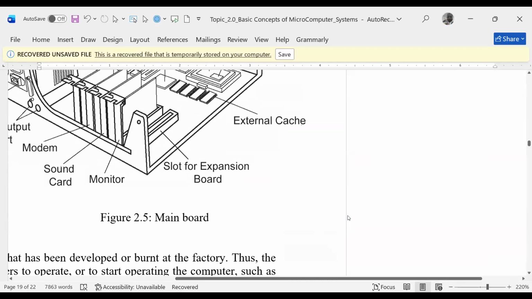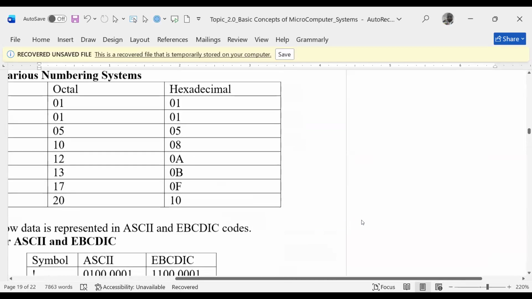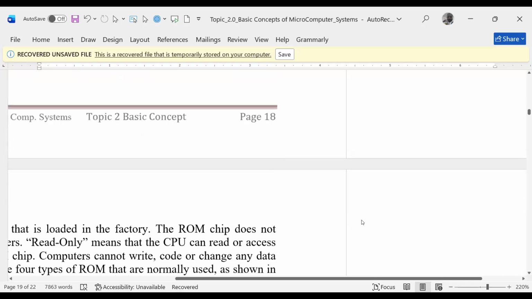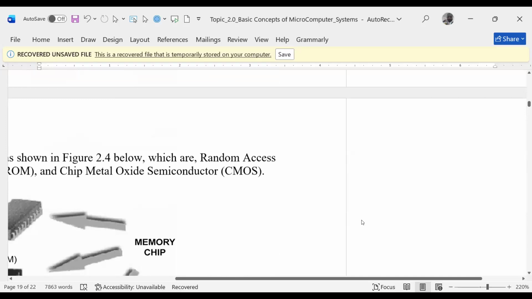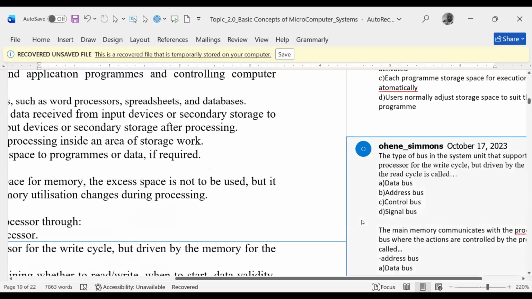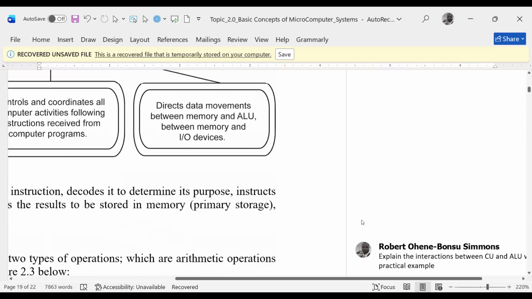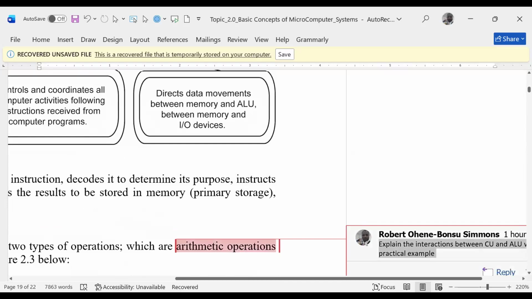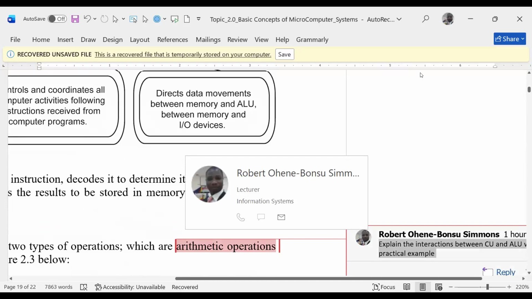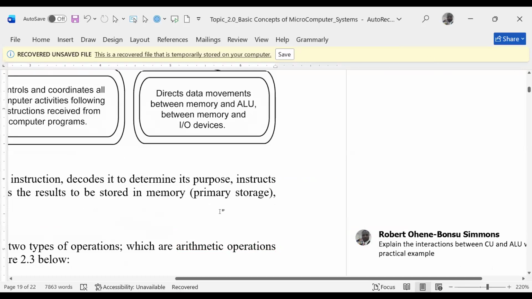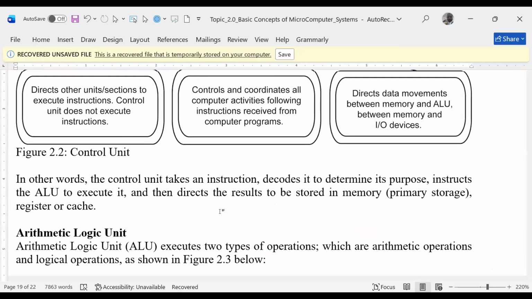Okay, sir. Please, my question is: the system unit has an inbuilt Wi-Fi card. So in which situation do we need the external adapter, which is the one we slot in the expansion board?